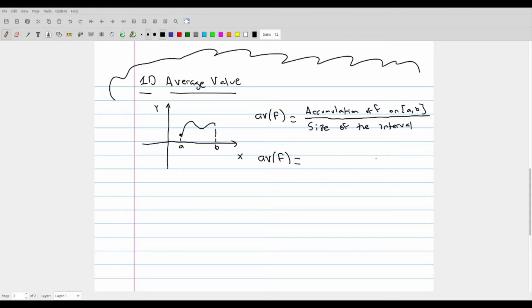And so both of these things can be calculated directly. The accumulation of the function on the interval is the definite integral from a to b of the function on the interval. And the size of the interval is just the length of the interval, or b minus a. So this is the main formula that we have for the average value of a function. Computing this value will give you a number, and that number is exactly the average value of the function on that interval.